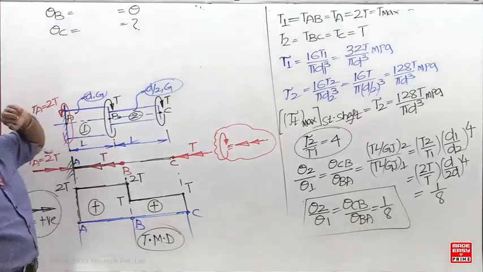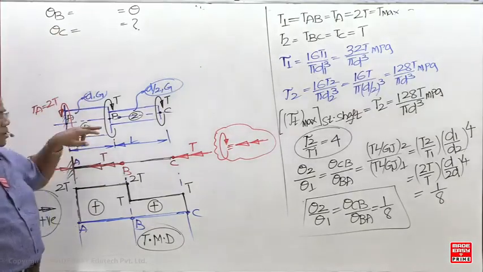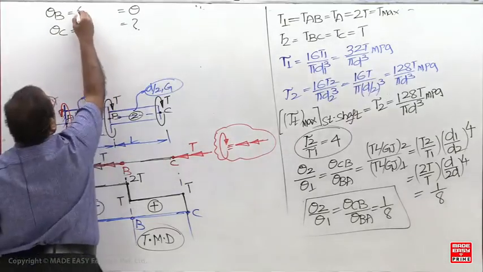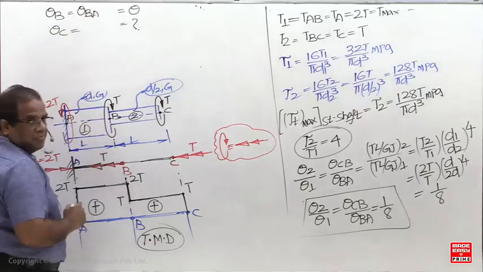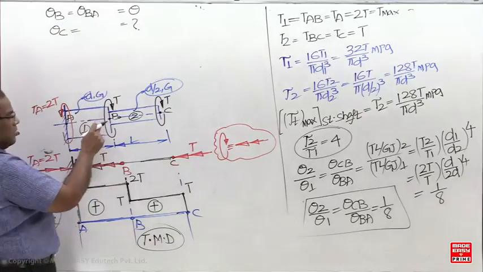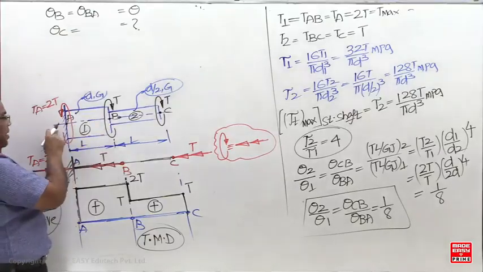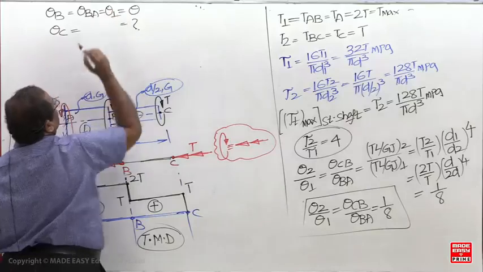Now, what is the meaning of theta B? Theta is always measured at the free end. So this is nothing but theta of B with respect to A. First alphabet is the free end, second alphabet is the fixed end. This is a pure torsion: this is the free end, this is the fixed end. Theta B means with respect to A. So theta 1 is given, and this is given as theta.